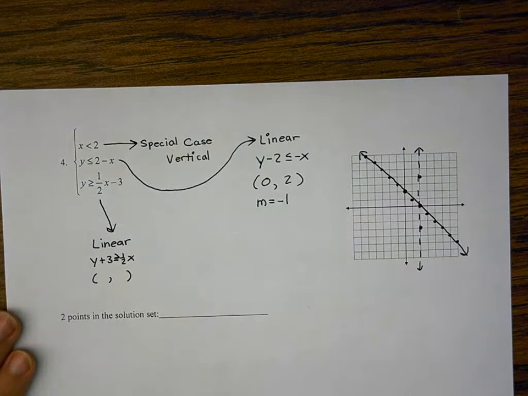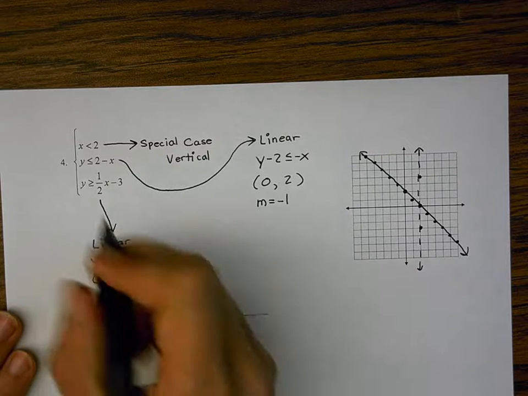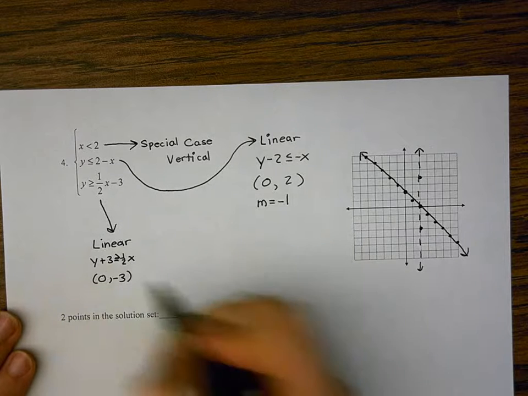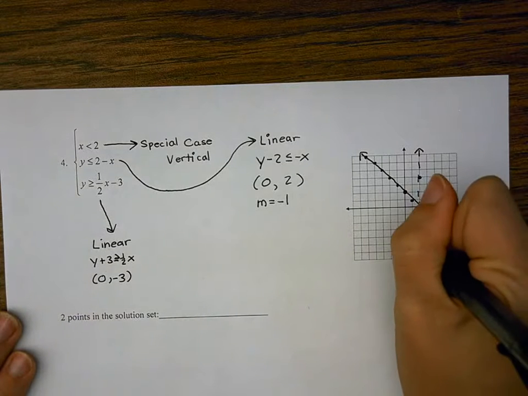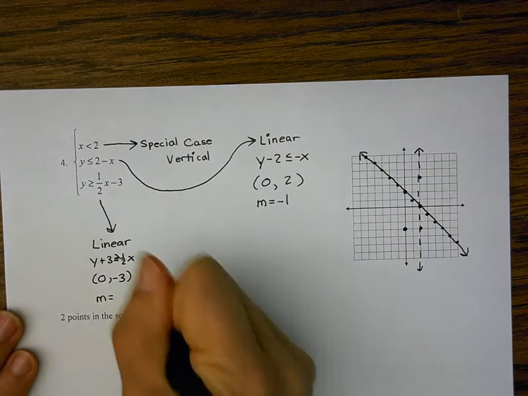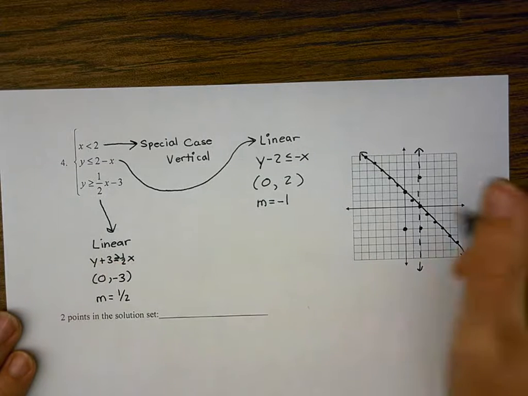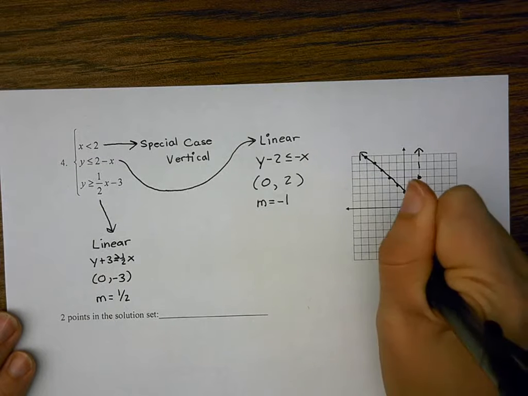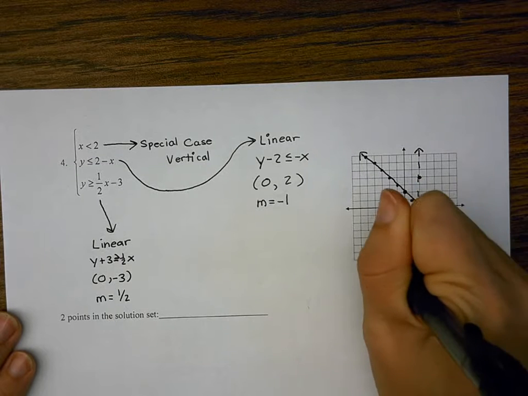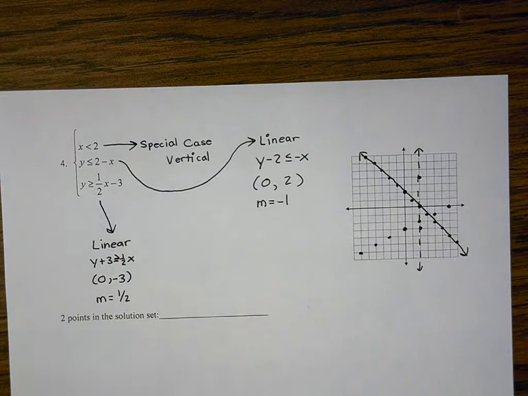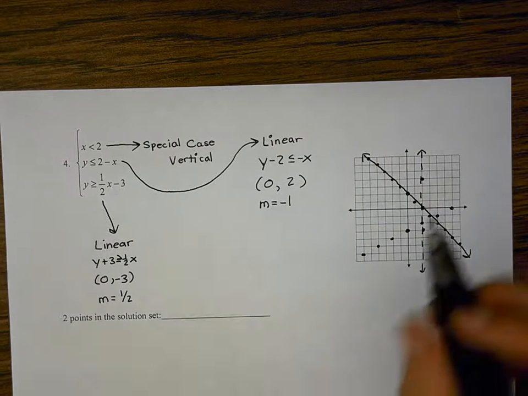Okay, well, what zeroes out the x? 0. And the y? Negative 3. So my starting point is at 0, negative 3. And slope for this linear is 1/2. Okay, and so we're up 1 over 2, up 1 over 2. And then if you want to, you can go back the other way, down 1, left 2. Solid or dashed? Okay, well, this one's solid. There's an equals.